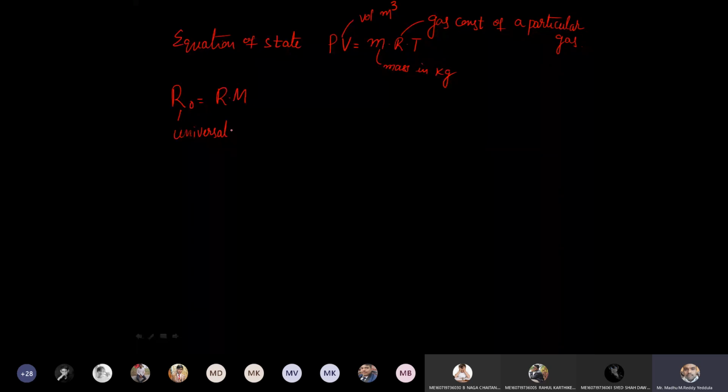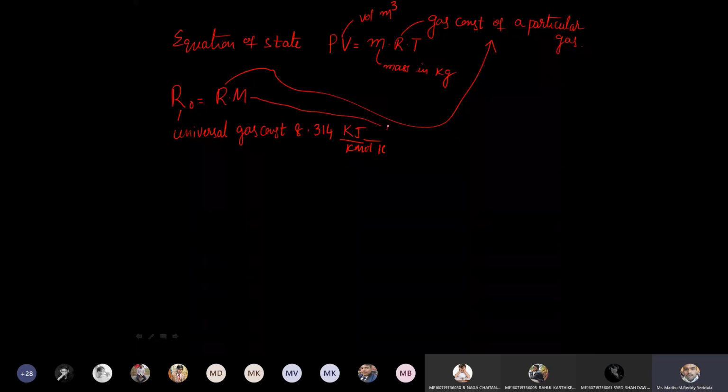Everyone will make a mistake here only. The universal gas constant value is 8.314 kilojoules per kilomole Kelvin, and this R is the gas constant of a particular gas, and M is the molar mass or molecular mass of the gas. Is it clear?